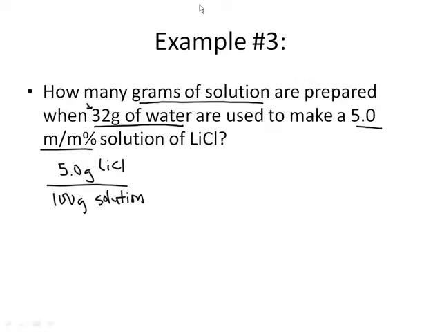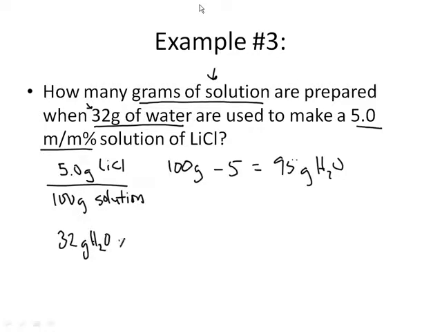Well, if I have 100 grams of solution and 5.0 grams of that is solute, then the remainder must be water. So take my solution, subtract my solute, gives me 95 grams of water. So for every 5 grams of solute, I have 95 grams of water. For every 100 grams of solution, I have 95 grams of water. Since it asked me for grams of solution here, I'm going to start with my 32 grams of water and use the relationship between water and solution. 95 grams of water is equal to 100 grams of solution.